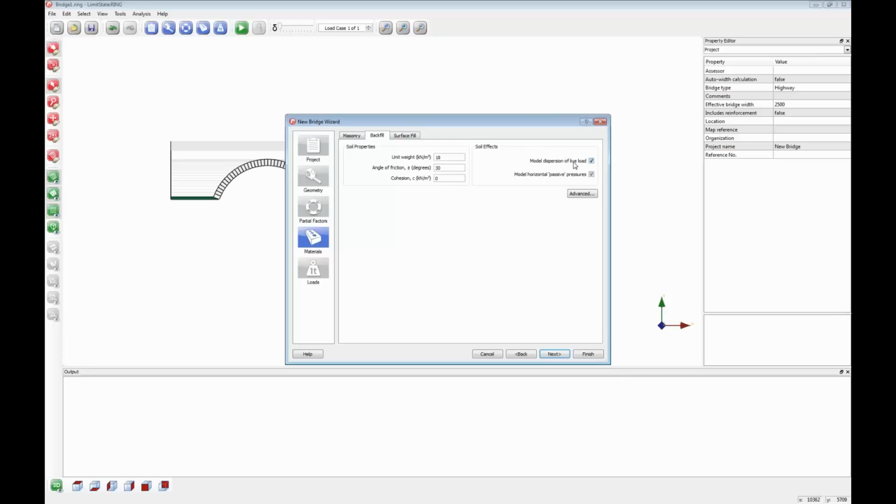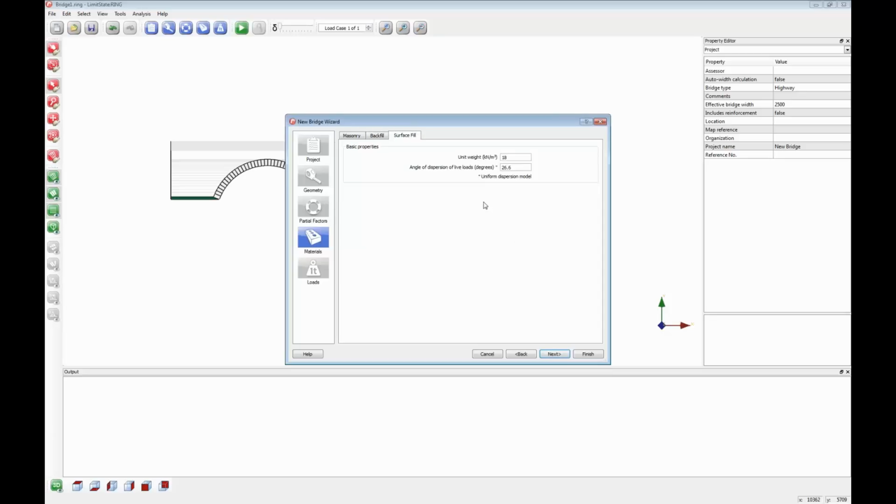I'm also asked whether I want to model the anticipated effects of the fill, i.e. to disperse the live load and to restrain movement of the arch barrel via passive pressures. And so by default I'll leave those as checked. Move on to the surface fill.